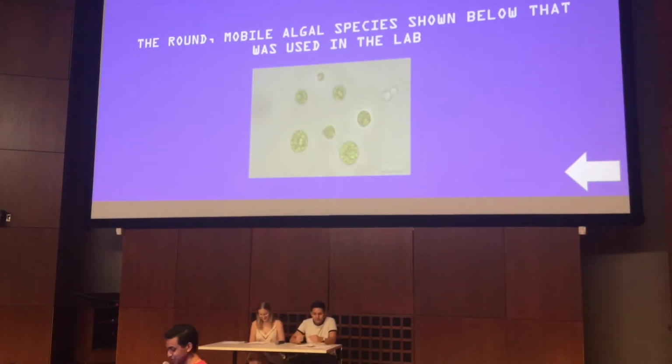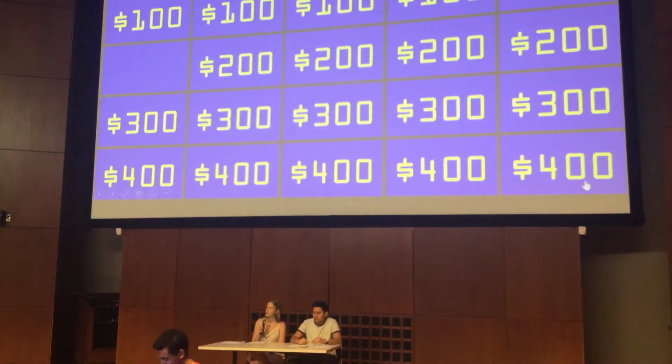The other species that was used in lab was Ankistrodesmus falcatus. It was rod-shaped and it was less mobile. Chlamydia was fortunately not involved in any of the laboratory procedures. And you're now on the board with $200, Juliana. Please make your next selection. I think I'll play it safe and go with nutrients for 100.